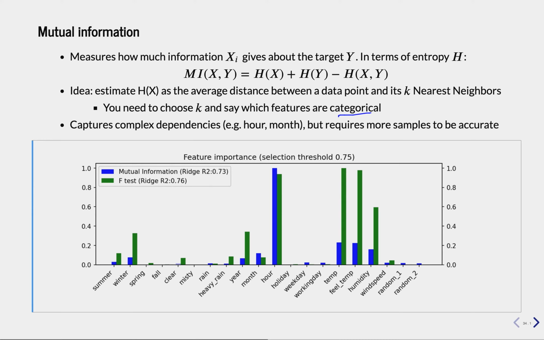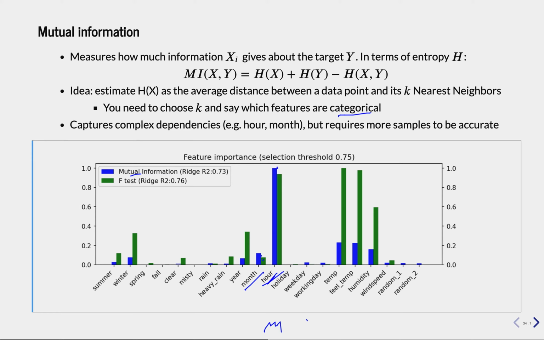If you look at the results here, then we see that there are a few differences. And one of the most striking ones is that features like hour and month here now have a higher value. So mutual information is blue, and the F-test was green. So hour is higher, month is higher. And this is likely because these are features which have a kind of complicated relationship, which you cannot easily catch with an F statistic. Mutual information is better at capturing that.